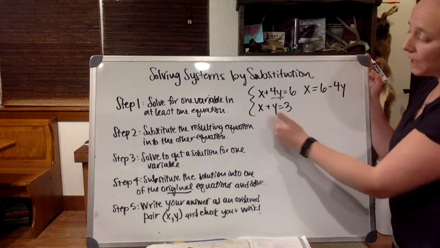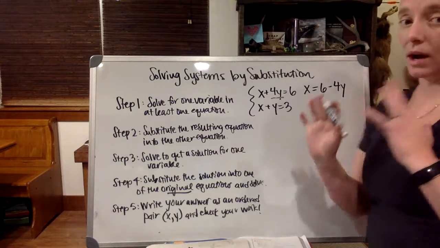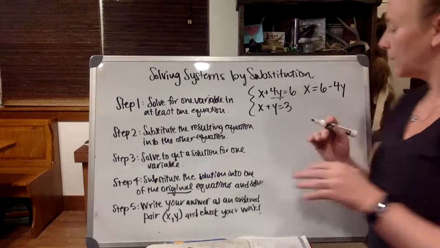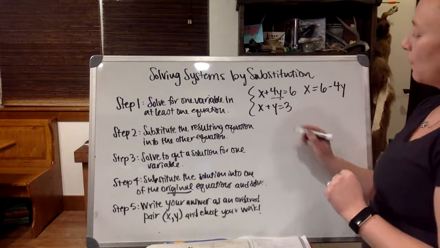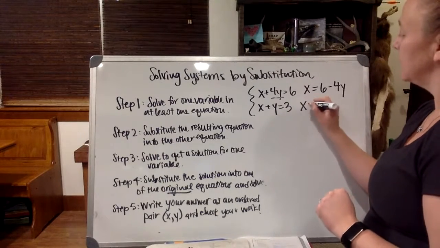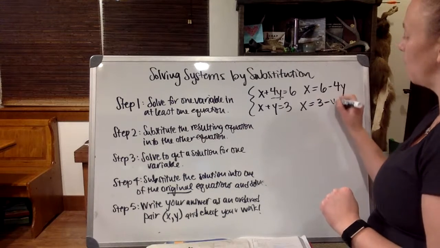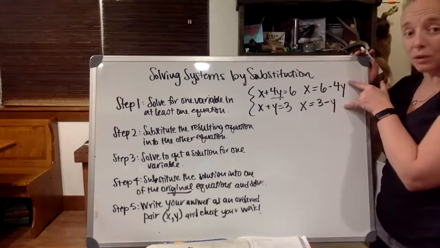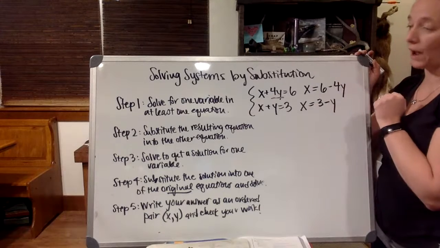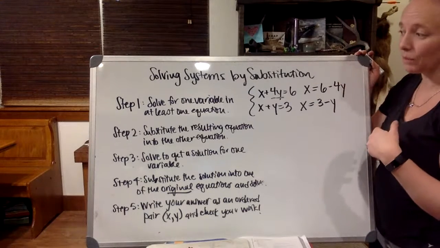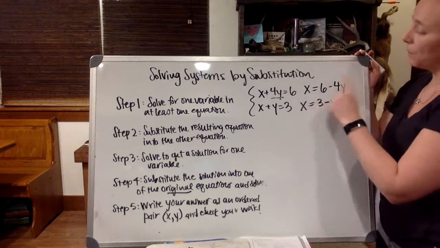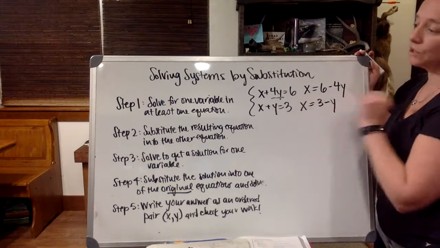I can easily do that with this other equation too. I'm going to subtract y from both sides, so I get x is equal to 3 minus y. Now we have them both set up in the same way. They're both solved for x. Last time we solved them both for y. This time they're both solved for x. So now I can do step number 2.